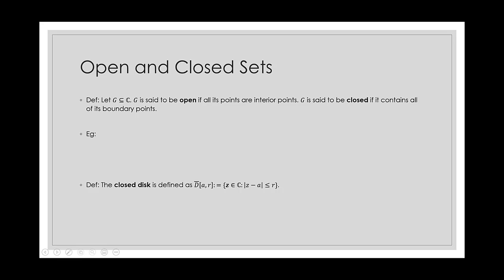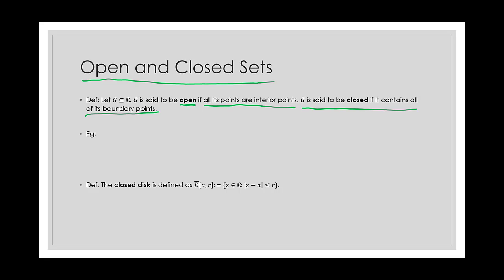Okay, open sets and closed sets, kind of like what I was hinting at earlier with point set topology. So let G be, again, some subset of C. We say that G is open if all its points are interior points. G is said to be closed if it contains all of its boundary points. Let me say that again: a subset G is open if all of its points are interior points, and G is closed if it contains all its boundary points.